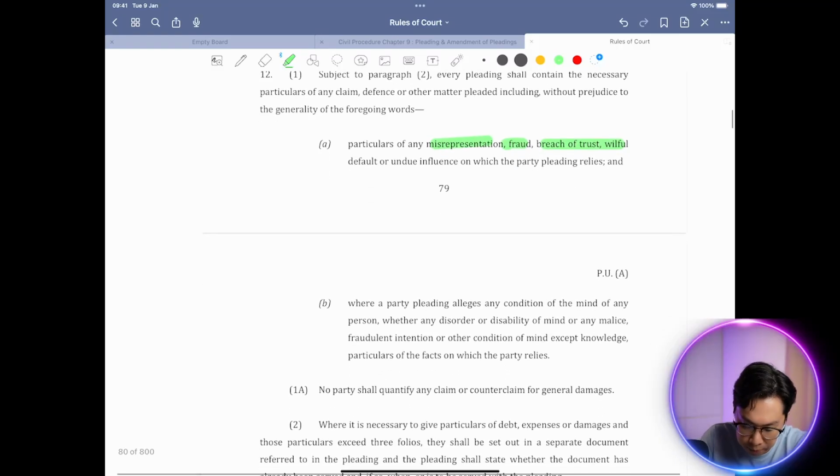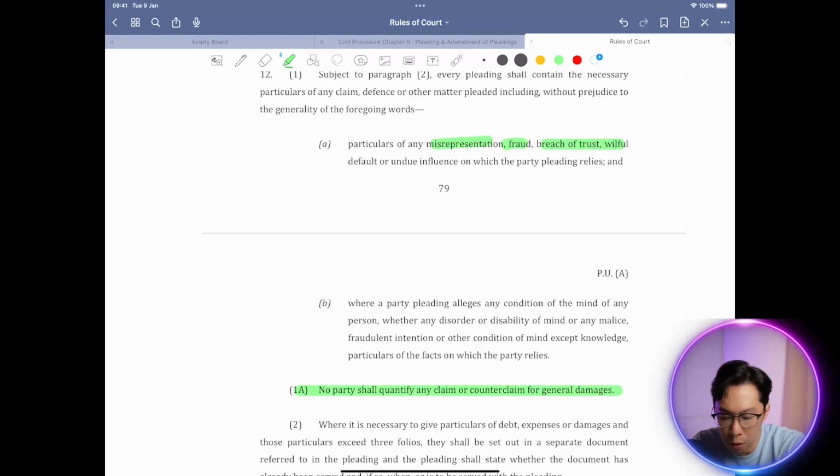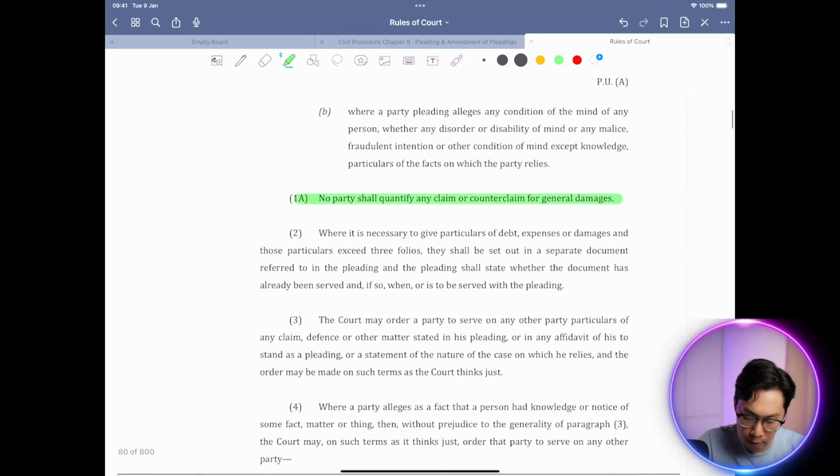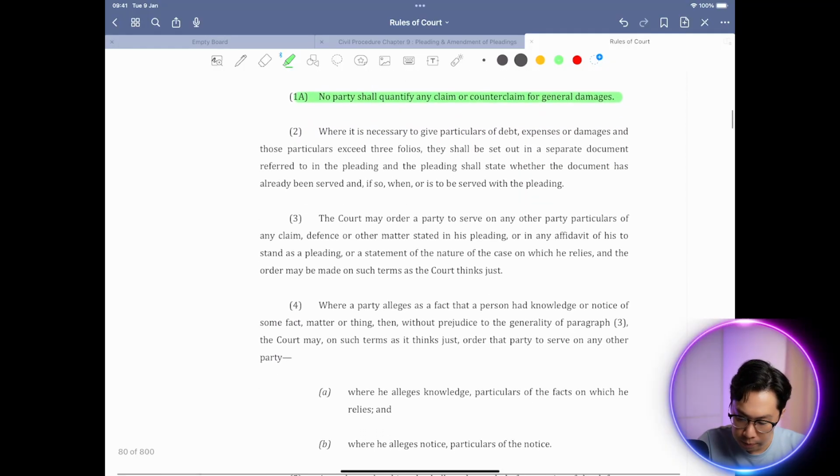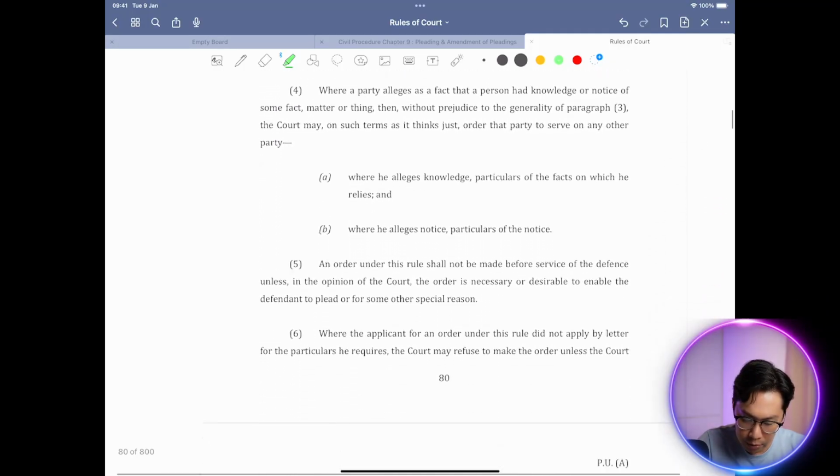Then here. No party shall quantify, claim, or counter-claim for general damages. That is why also in your statement of claim, you don't plead general damages. You just write damages because it's up to the registrar or judge to assess it. However, if it's specific damage, you must plead it. All right? Okay, you can read this one on your own.